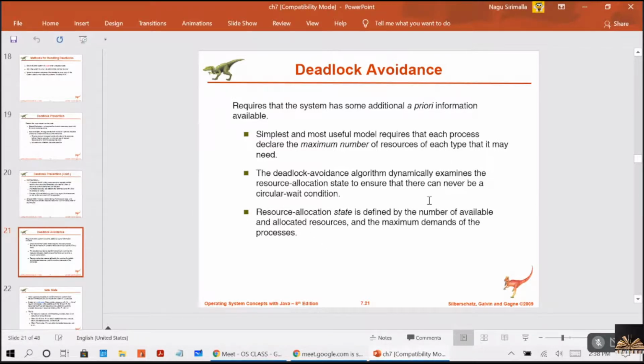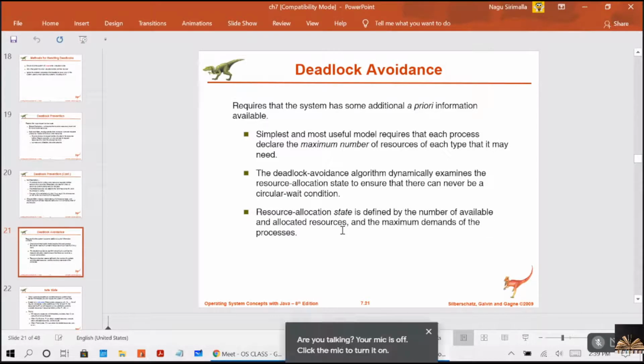Now, the resource allocation state is defined by the number of available and allocated resources and the maximum demand of the processes. So for each resource type, it will maintain how many are available, how many are allocated, and what the maximum demand of the process is. By making use of these, the OS will decide what action to be taken so that the deadlock will be avoided.